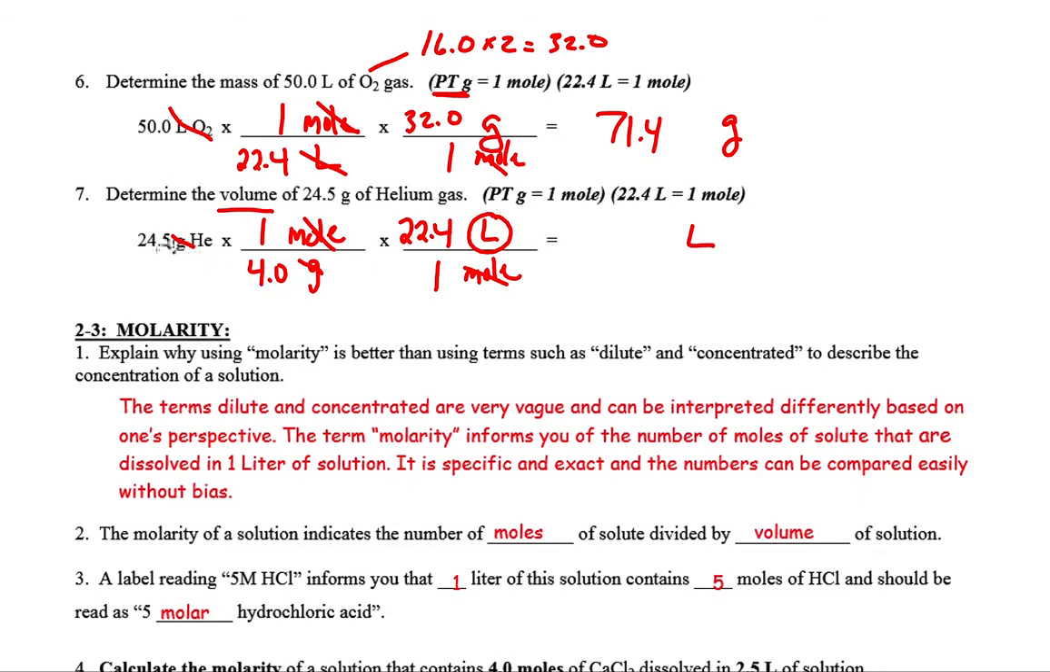So 24.5 times 1 divided by 4 times 22.4 is 137.2 liters. So 24.5 grams of helium, if that's what's in your balloon, then you have a balloon that has a volume of 137.2 liters, which is a pretty big balloon. We're probably not going to come across that in our normal birthday parties. All right, molarity up next.